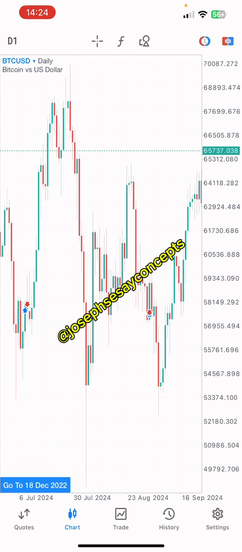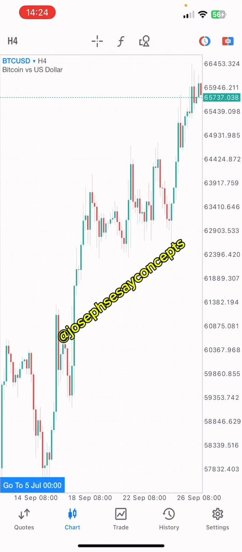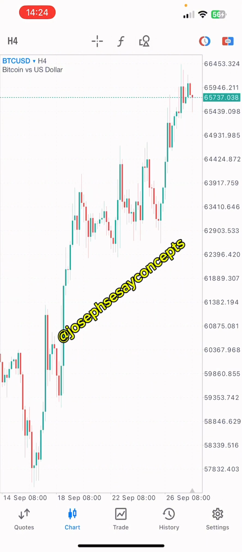You come to D1, this is daily. Each candle you are seeing here represents 1 day. Now our focus is going to be from H4 to the lower time frames. I'm going to take my time to explain each and every time frame so you guys can understand. All you need to do is exercise patience. You can take your pen and paper and jot down notes.